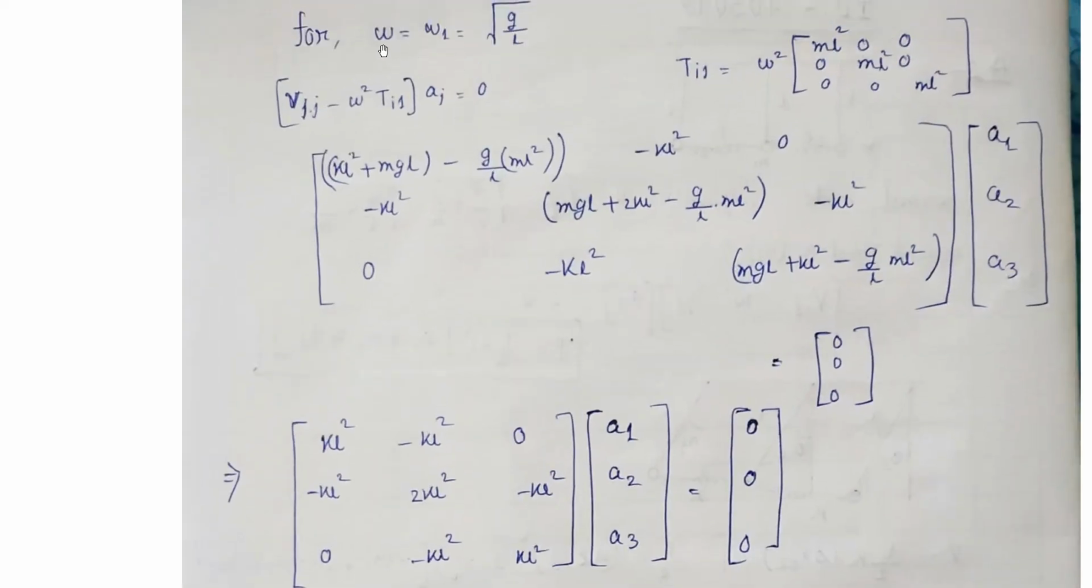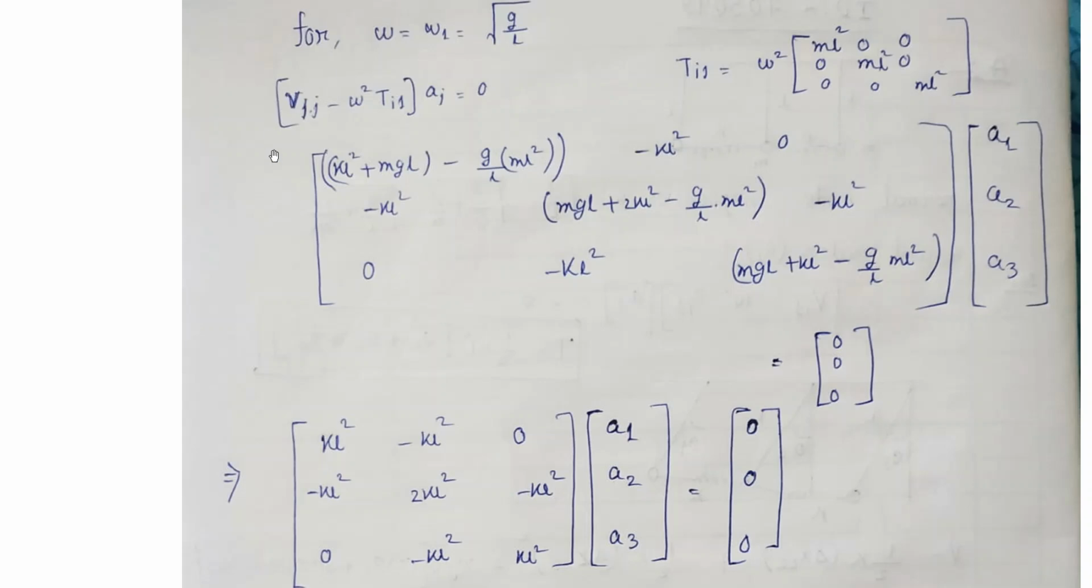Now this is your first omega. Your omega 1 is root under g by L. So you have to use now this equation, (Vij minus omega square Tij) Aj is equal to 0. And what is your Tij? The matrix T is omega square into the matrix of ml square in the diagonal, because your kinetic energy expression is ml square by 2 (θ1 dot square plus θ2 dot square plus θ3 dot square). So the kinetic energy matrix is a diagonal matrix and it is a simple matrix.